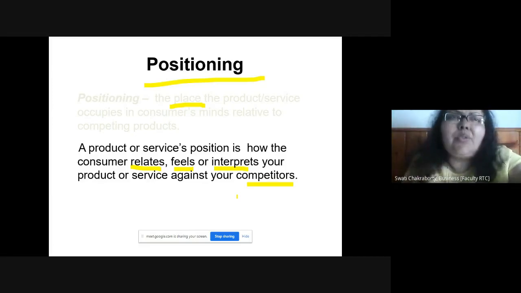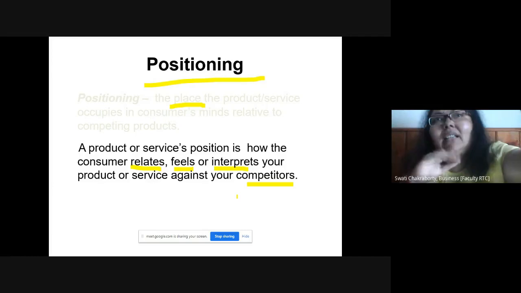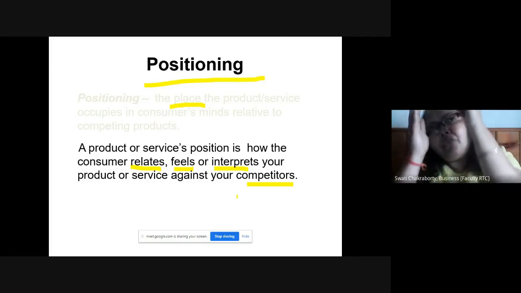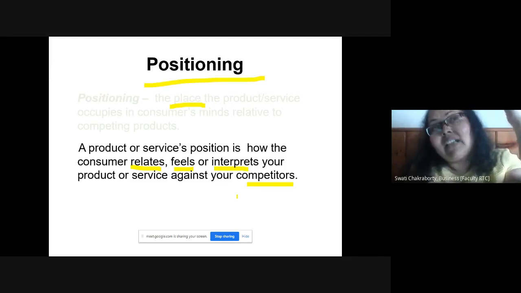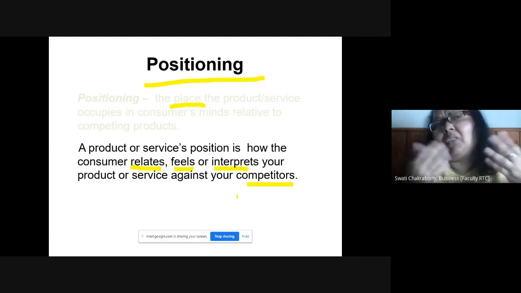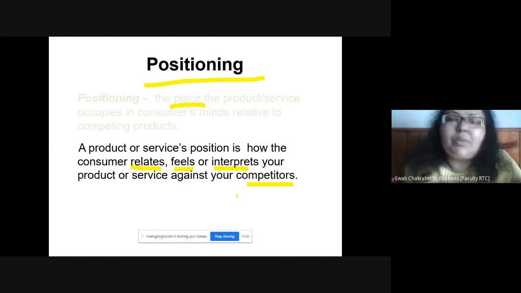Suppose there are 10 different companies, how would you categorize them and how would you place and rank them? Each customer would do it in a different way, depending on their experience, depending on their feeling, depending on how they interpret things.